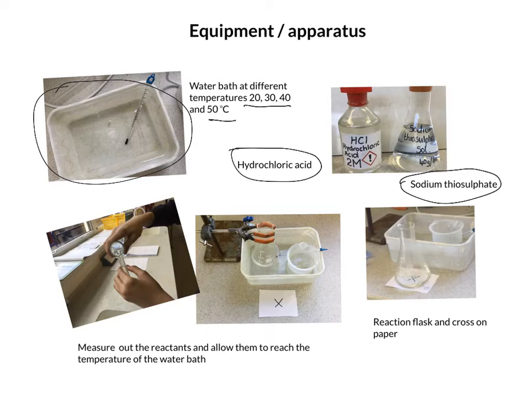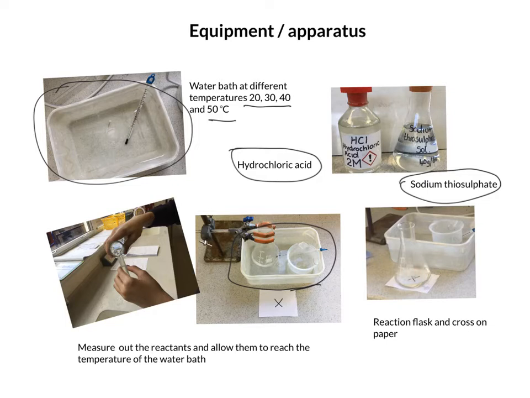And the reaction is really quite simple. The first thing that you need to do is get your two reagents and equilibrate them, so you get them both up to the same temperature, the temperature of the water bath, be that 20, 30, 40 or 50 degrees, and then just add the two reactants together with your flask over a cross, and the precipitate will form, and at a certain point in time enough precipitate is formed that you can't see the cross.